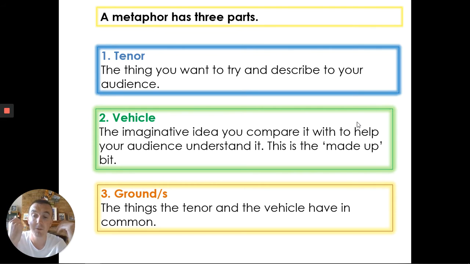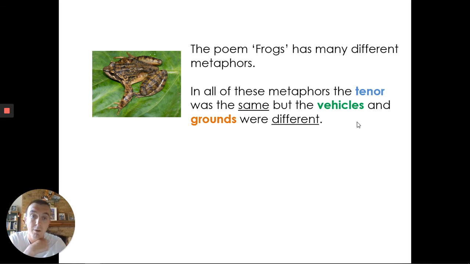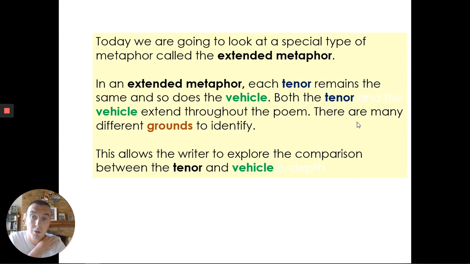And then third is the ground. That's the thing they have in common. That's why you're using this metaphor. So what things do that tenor and vehicle have in common? We're going to keep going back to this. It's really, really important that you know the tenor, the vehicle, and the ground. So if you remember from the poem Frogs from last term, in the poem it had many different metaphors. In all of these metaphors, the tenor was the same, always frogs, but the vehicle, the thing that the frogs were compared to, were different. Because they were different, therefore the ground was also different.